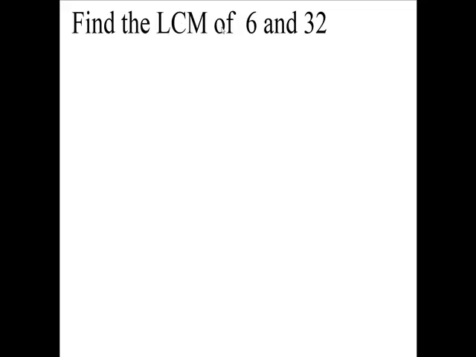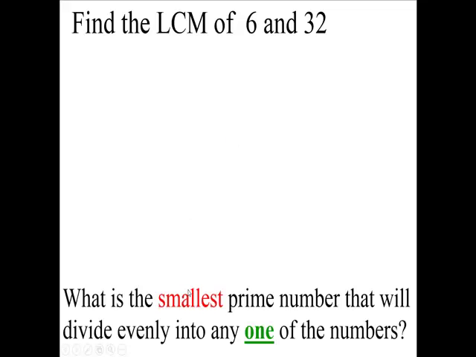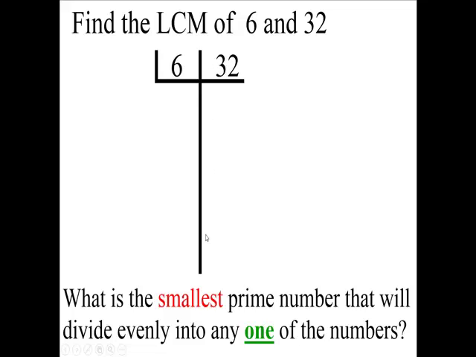Find the least common multiple of 6 and 32. Okay, so what is the smallest prime number that will divide evenly into any one of the numbers? And we put our 6 and 32 on a grid like this, okay? Now the smallest prime number is 2.